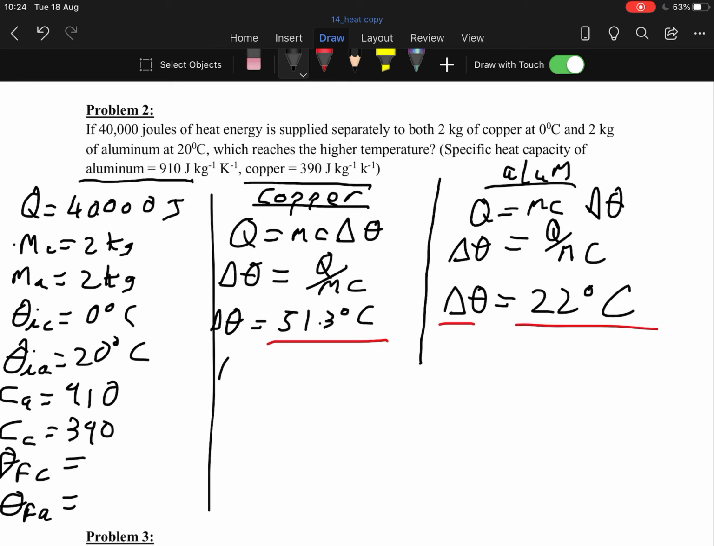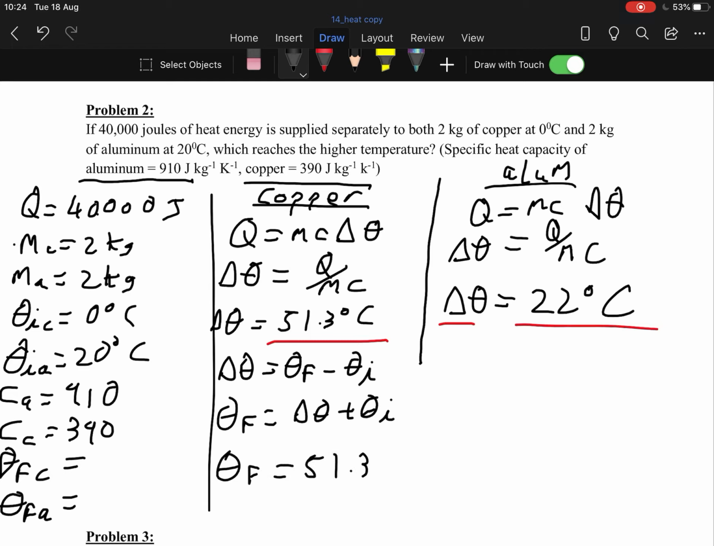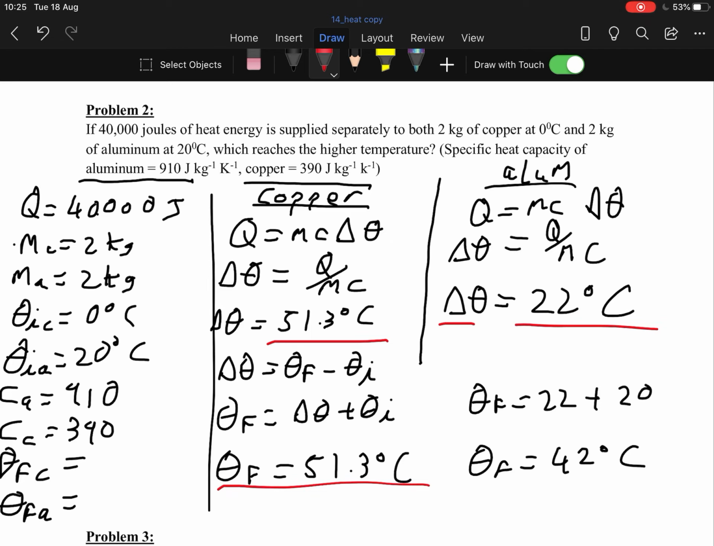Because the temperature goes up, the change in temperature is final minus initial. You see? So therefore, the final temperature is going to be the change in temperature plus the initial temperature. So for copper, the final temperature is 51.3 degrees Celsius. And the final temperature for aluminum is going to be 22 plus 20, which is 42 degrees Celsius. So therefore, copper reaches a higher temperature. You see? A bit easier.